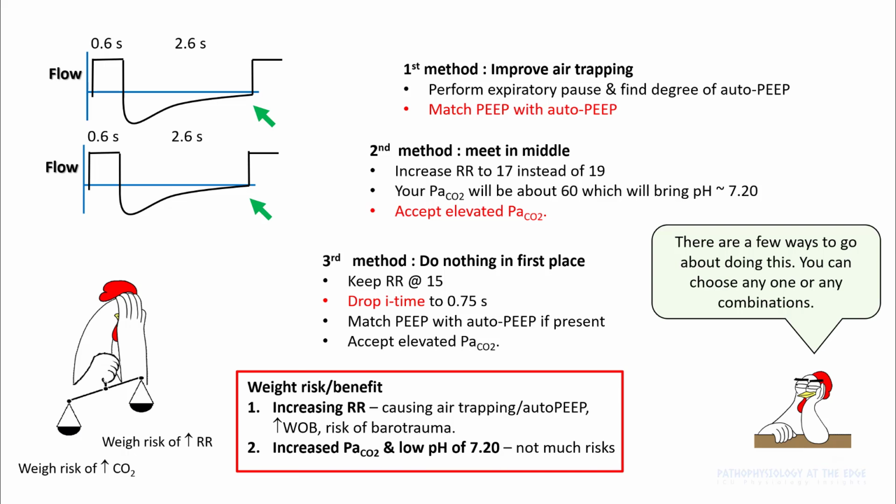The problems that arise with increasing respiratory rate are worsening air trapping, worsening auto PEEP, increased work of breathing, and risk of barotrauma. A pH of 7.20 is tolerated very well by the body. Your increased PaCO2 can come with certain complications, especially in patients with intracranial pressure issues. I have discussed the risk and benefit of elevated PaCO2 in great detail in a previous lecture. Please go ahead and review that.